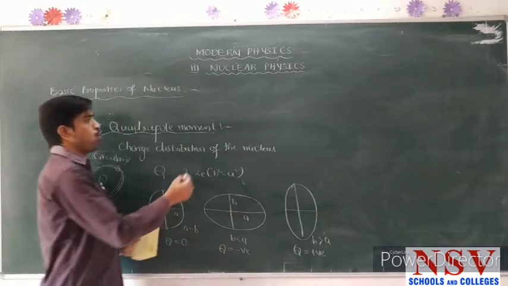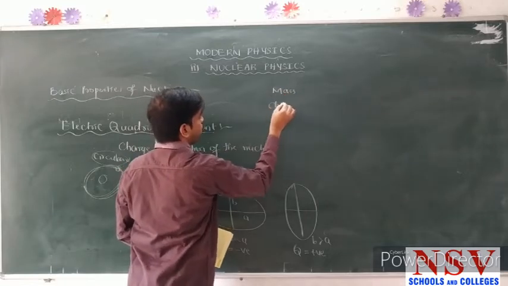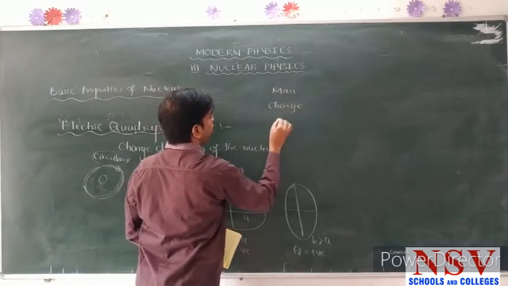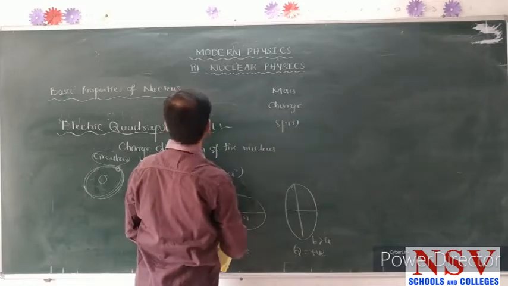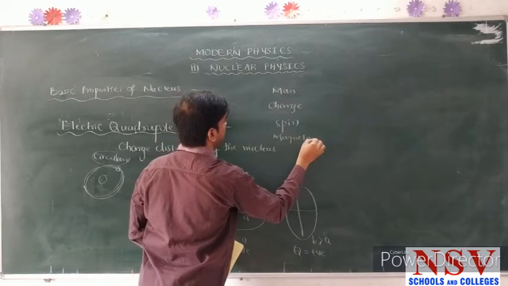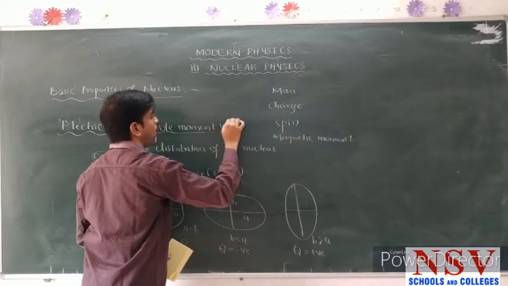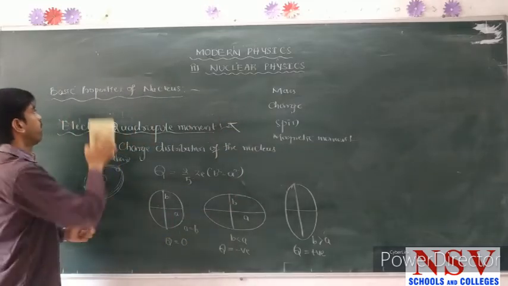First one is the nuclear mass. Second one is the charge. Third one is the spin. Fourth one is the magnetic moment. And the last one is the electric dipole moment.